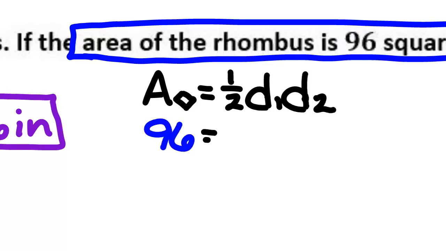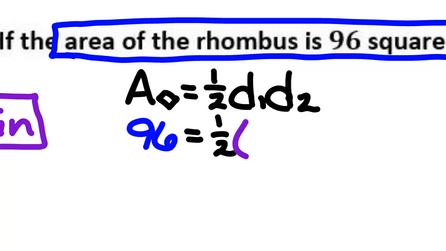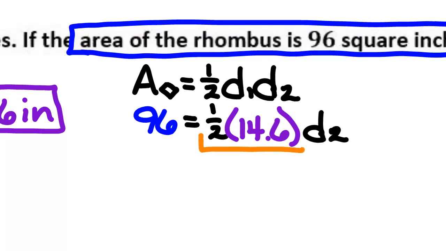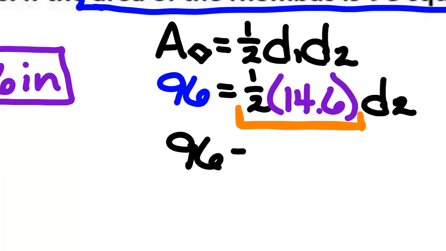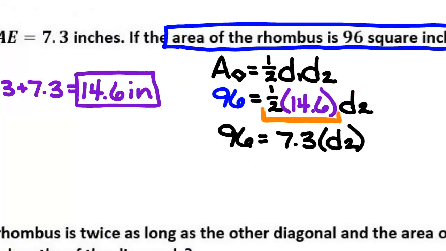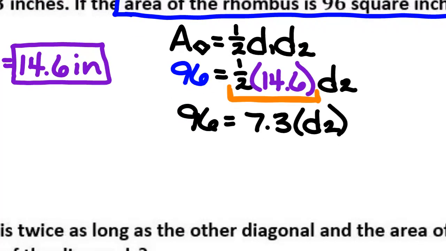So 96 equals 1/2. We found the size of one of the diagonals. It's 14.6 times diagonal 2. So now just like we did on the last problem, we're going to take half of 14.6. What is half of 14.6? 7.3. So 96 equals 7.3 times D2. We're going to divide both sides by 7.3.